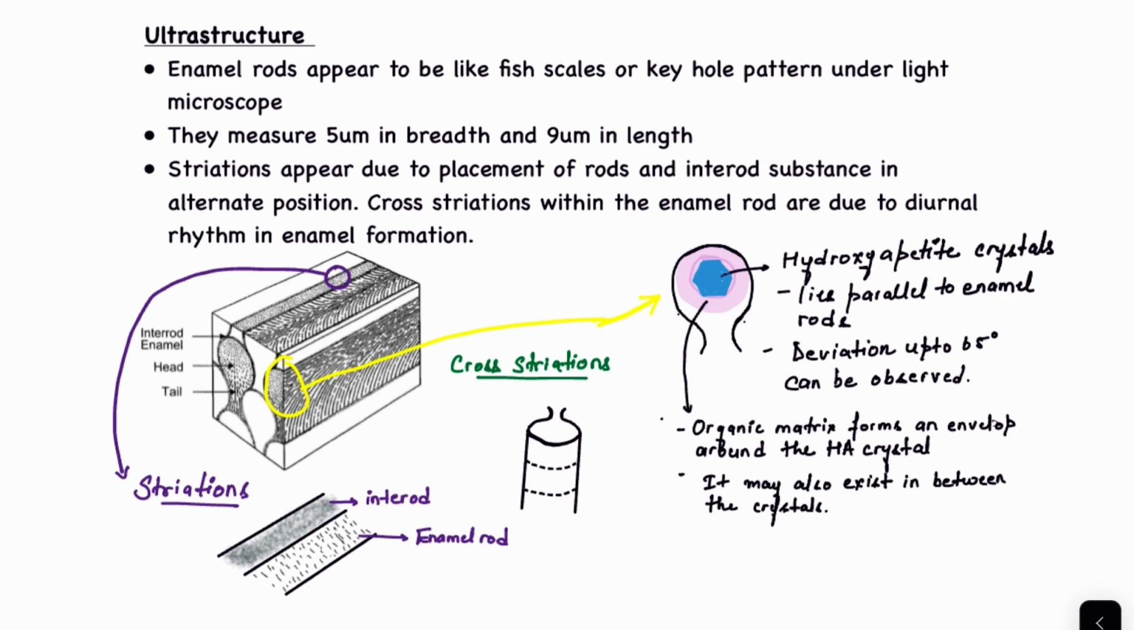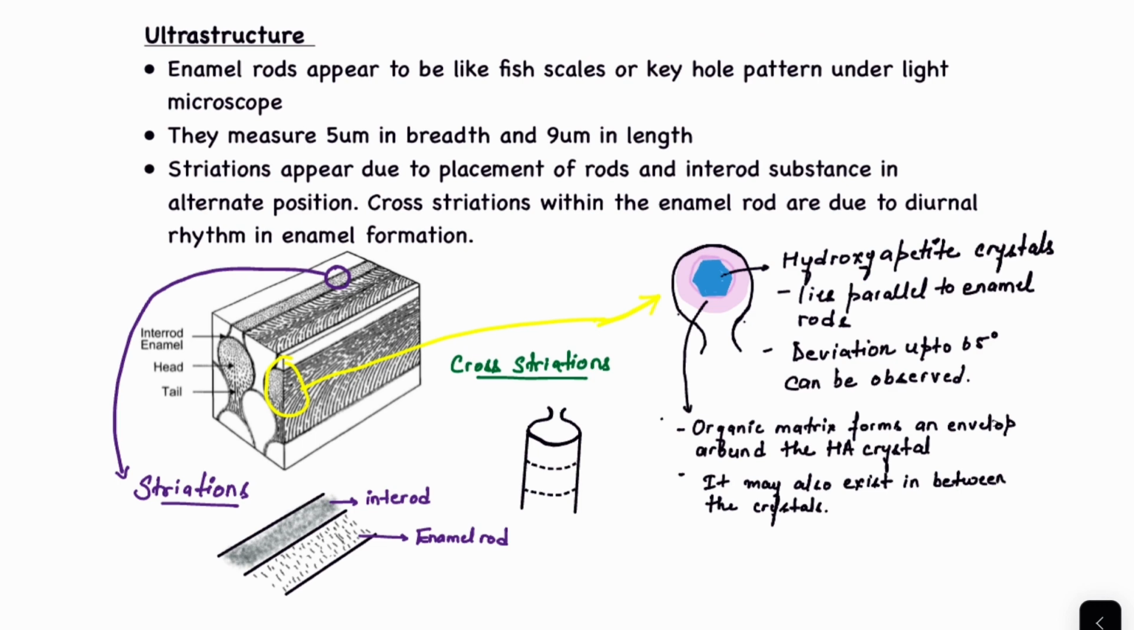Now coming on to the ultrastructure of enamel. What is ultrastructure? It is what's seen under a microscope. So many minute structures and details of the enamel rods I'll study here. Enamel rods appear like fish scales or a keyhole pattern under a light microscope. So when a picture of enamel is taken, it appears kind of like this. I should have inserted a picture. So it will appear like this under the microscope, like fish scales or a keyhole pattern.